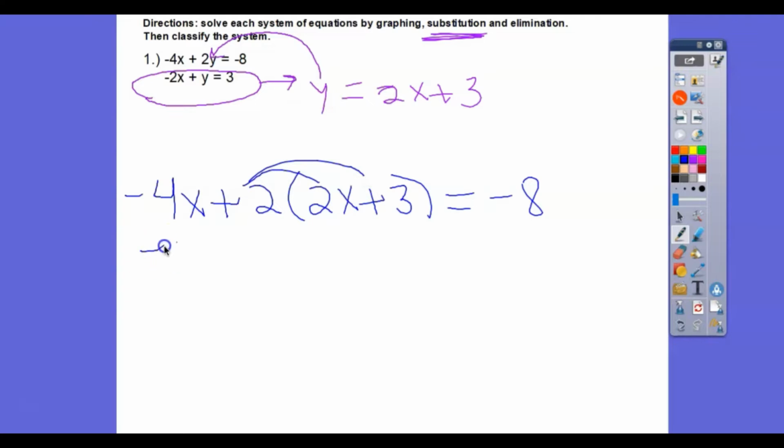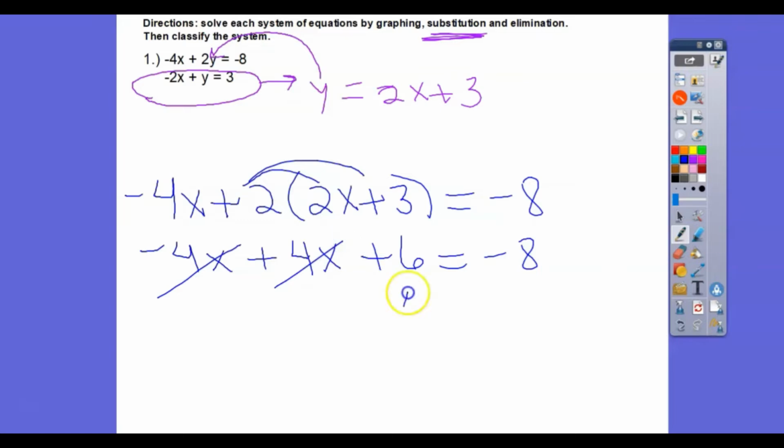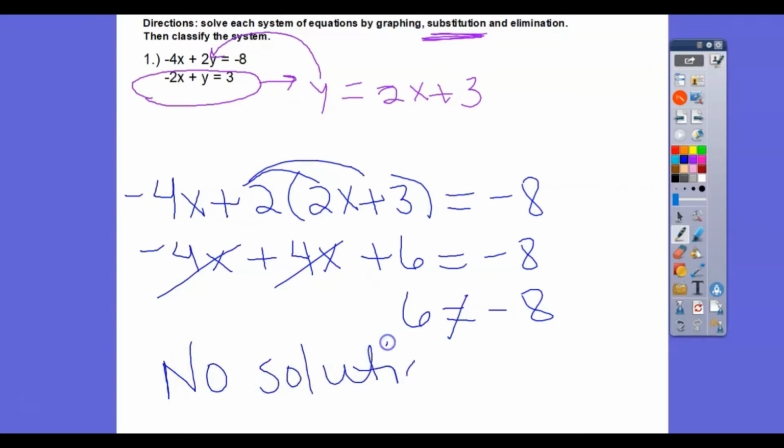Let's distribute. I get negative 4x plus 4x plus 6 equals negative 8. Notice it just so happens that negative 4x and positive 4x completely cancel. So I'm left with 6 equals negative 8. Now you and I both know that there's no way that 6 is equal to negative 8. That is not true. Therefore, because the variables have completely canceled, I know that there is no solution.